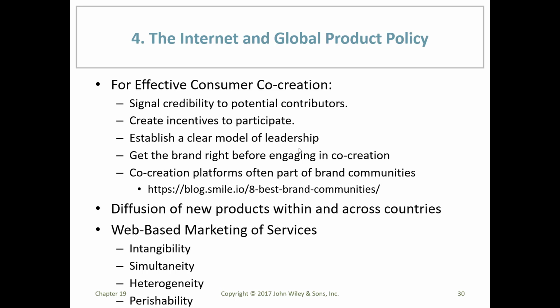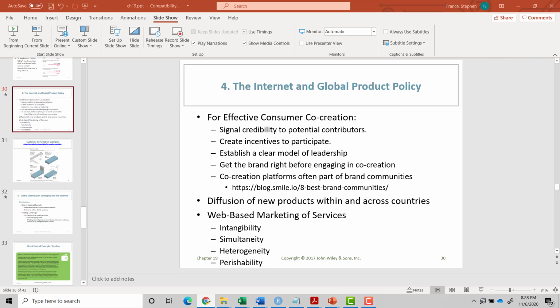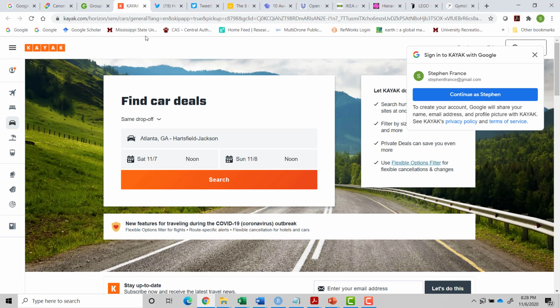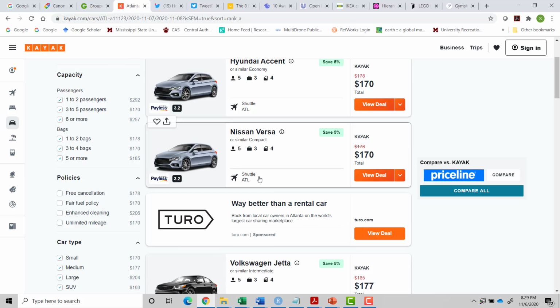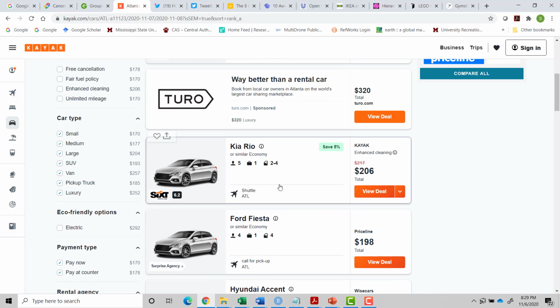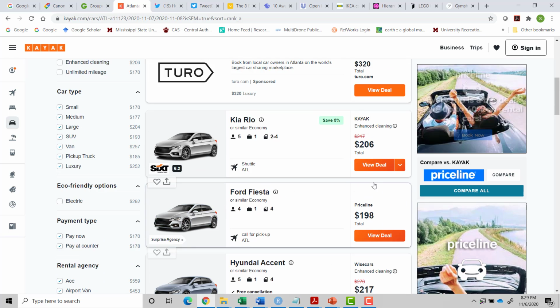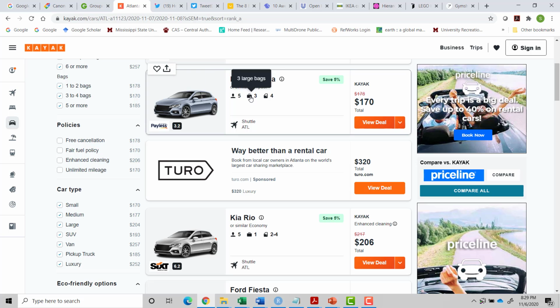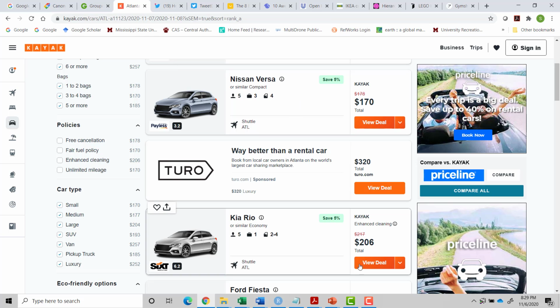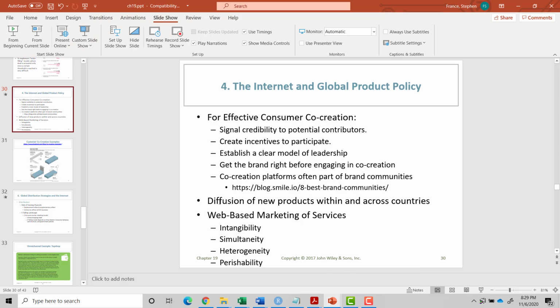I guess with the web, some of these things can be changed a little bit. For example, if I have a website offering a service such as car hire, so here we have Kayak, and I say I want to hire in Atlanta, I can get a degree of consistency between all of these car hire companies. I can make sure there are certain standard features. I can compare the prices online. I can compare all the different service attributes. So I guess we can make the service a little bit more consistent, at least lower the heterogeneity a little bit.